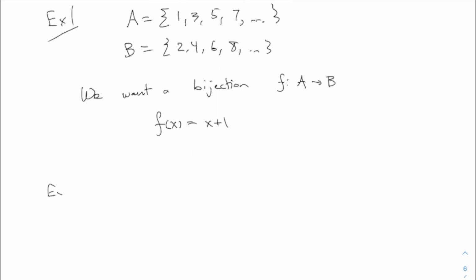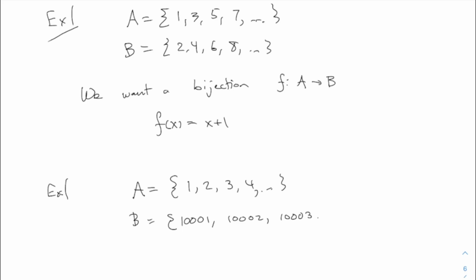Here's another example, and this will be where I'll leave it. How about A is 1, 2, 3, 4, etc. This is the set of natural numbers. B is 10,001, 10,002, 10,003.